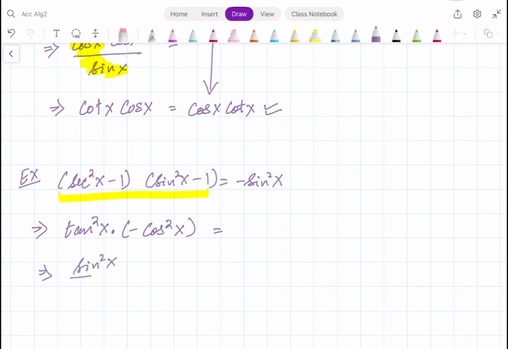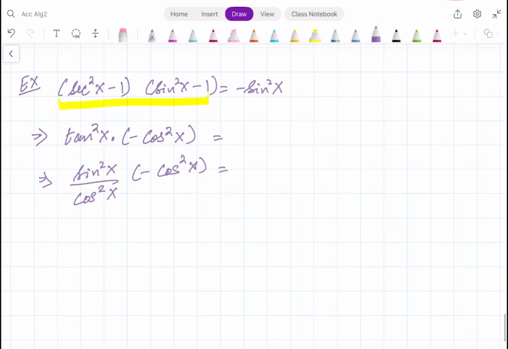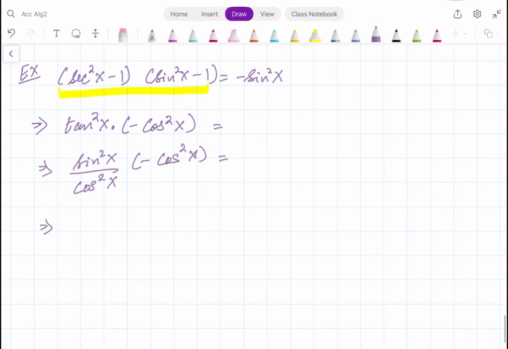So if we simplify it, tangent squared x can be written in terms of sine and cos. And then we can cancel out cos. We are just left with negative of sine squared x. Negative sine squared x.